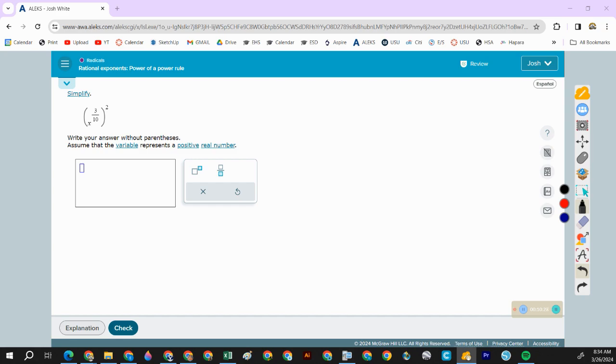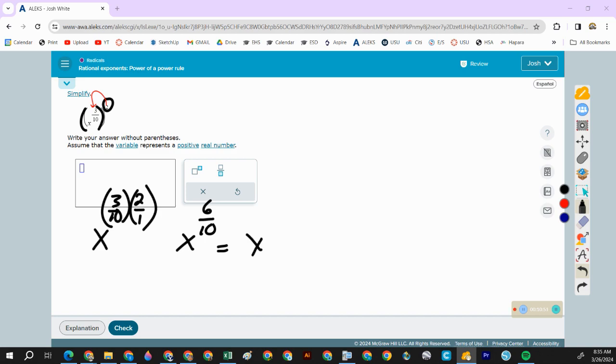All right, so what happens when we raise a base with an exponent to an exponent? We times this by that. So this is x to the 3 over 10 times 2 over 1, which is x to the 6 over 10, which simplifies down to x to the 3 over 5.